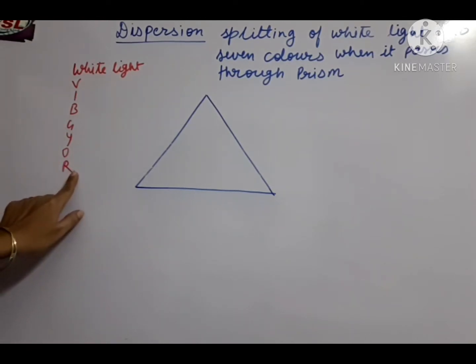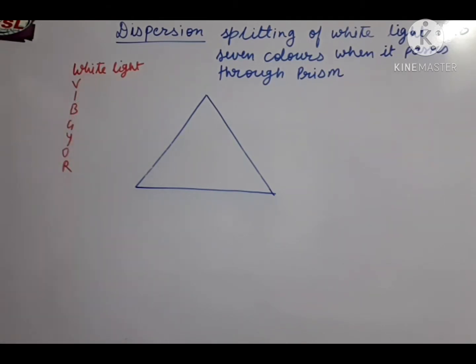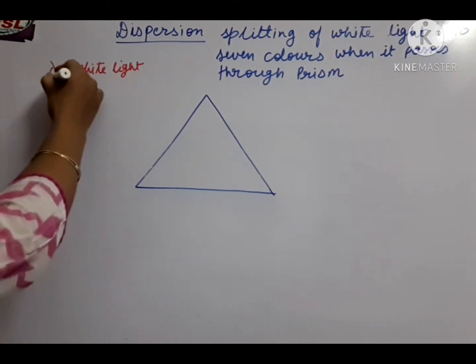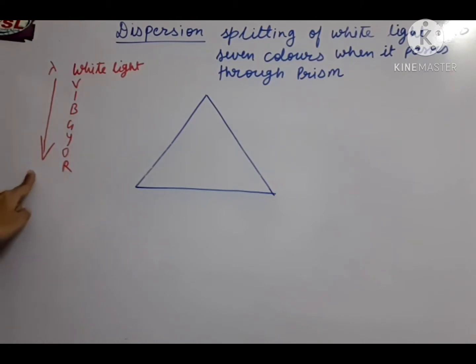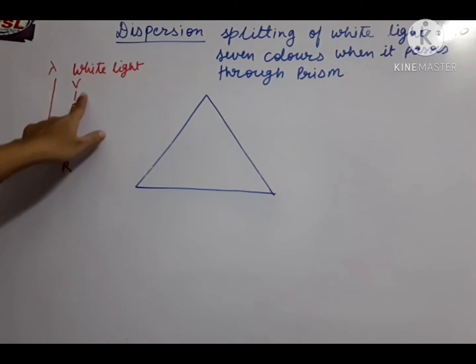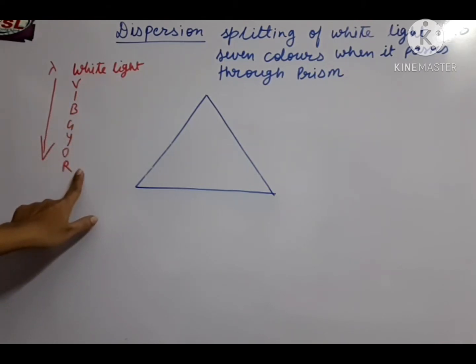Red is the highest wavelength color and violet is the least wavelength color. So if we write the wavelength order, wavelength is increasing in this manner. Red is the highest wavelength, then orange has less wavelength, then yellow, then green, then blue, indigo, violet. So violet is the least wavelength color and red is the highest wavelength color.